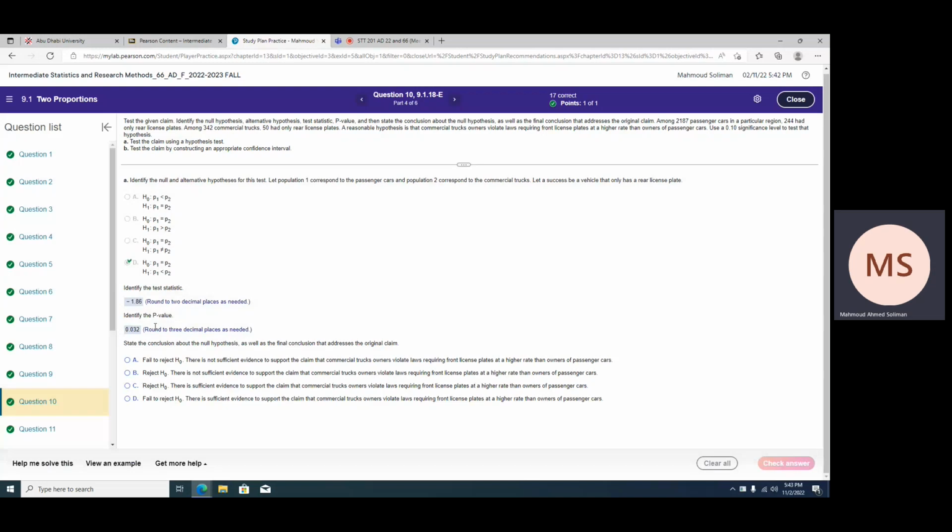So compare the p value with alpha. Alpha is 0.1. So the p value is less than alpha. If it's less than, we reject. There is sufficient evidence.